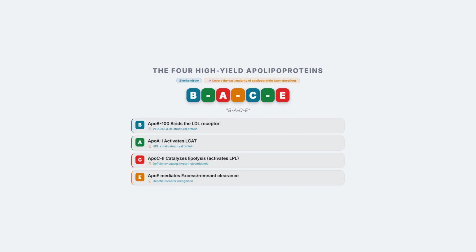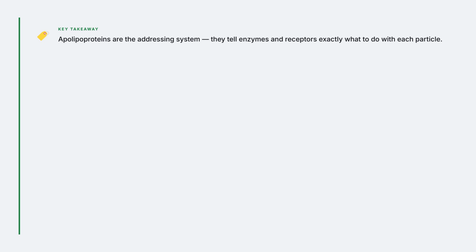Lock this down before moving on. B for binds the LDL receptor, ApoB-100. A for activates LCAT, ApoA-I. C for catalyzes lipolysis via LPL, ApoC-II. And E for excess clearance of remnants, ApoE. Apolipoproteins aren't decoration on the lipoprotein shell. They're the addressing system that tells enzymes and receptors exactly what to do with each particle.